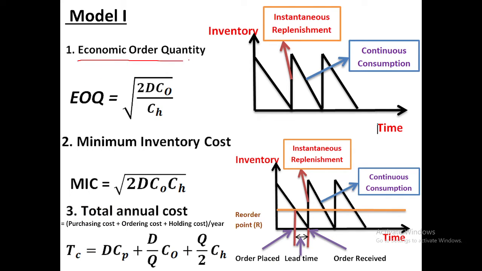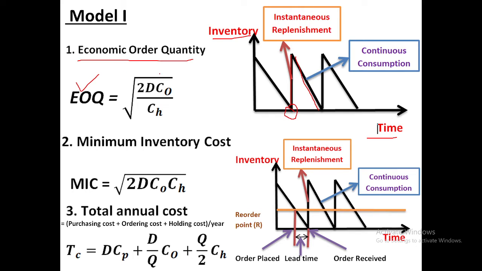First one, the economic order quantity of the simple model. The x axis is the time, the y axis is the inventory of the material. In this model, inventory is purchased only one time, instantaneous replenishment. So this is the inventory of the items. Consumption is continuous, a gradual consumption rate in this economic order quantity.